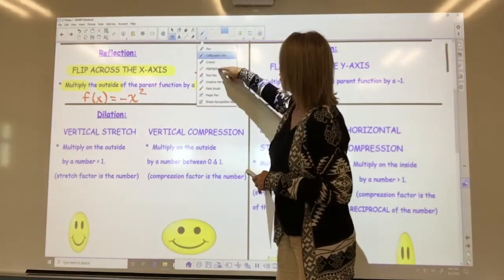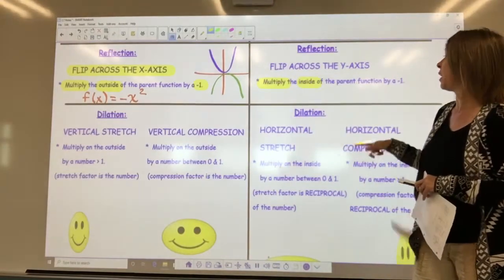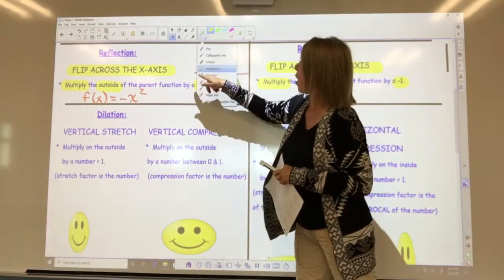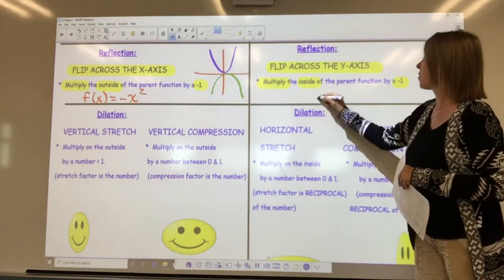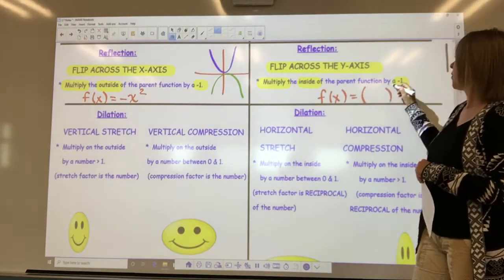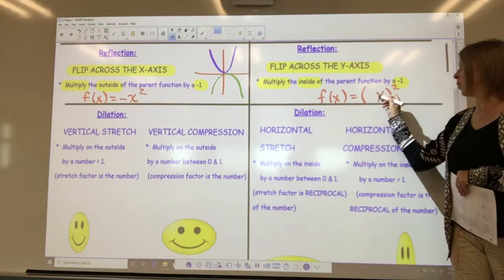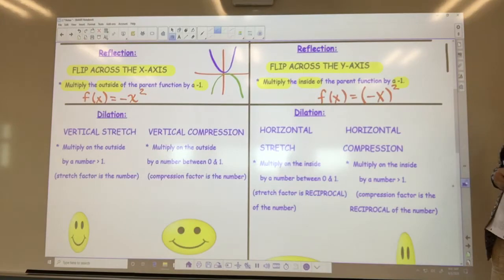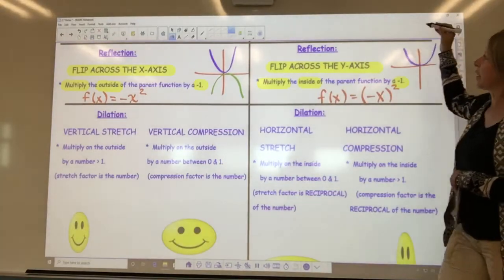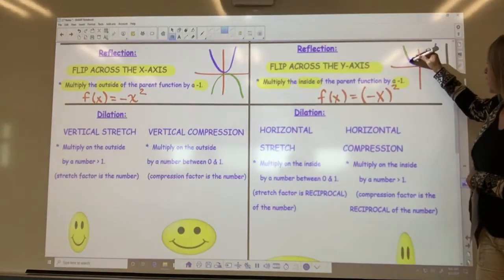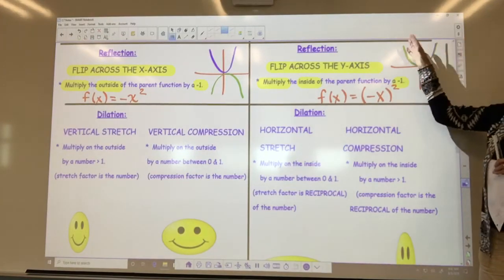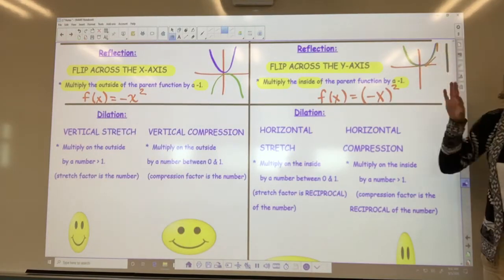Okay? If it's flipped over the y-axis, well, now you're multiplying on the inside by a -1, and that's going to cause it to be flipped across the y-axis. Okay, so how might that look in the equation? Well, I'm going to now put parentheses, and inside those parentheses with the x, I'm going to put a -1. Okay? Now, if you actually graphed this one, you would see the parent graph would look like this, and then the reflected graph would go right over top of it. Because it's being flipped over the y-axis, it's symmetrical here. What's on this side would go on that side and vice versa.